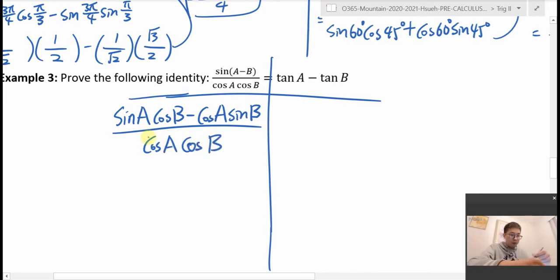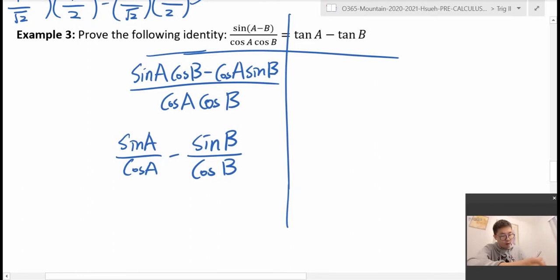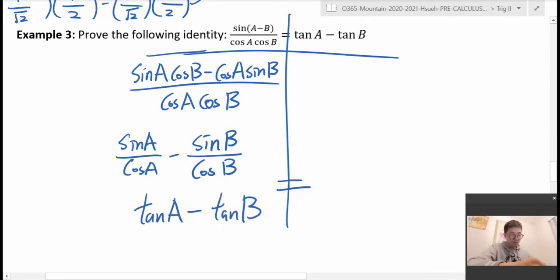Okay, and now because it's just one single term in a denominator, I can just divide the numerator individually. So I got sine alpha cosine beta divided by cosine alpha cosine beta. Notice you can cancel out the cosine betas, so you get sine alpha over cosine alpha minus, for the second fraction, both numerator and denominator has cosine alpha. So then you can cancel those two out. You end up with sine beta over cosine beta. Now, sine A over cosine A is tangent A. Sine B over cosine B is tangent B. And there you go. That's it.